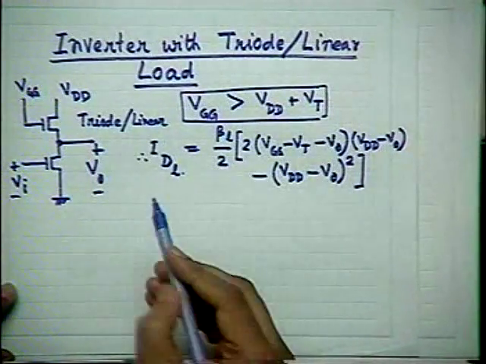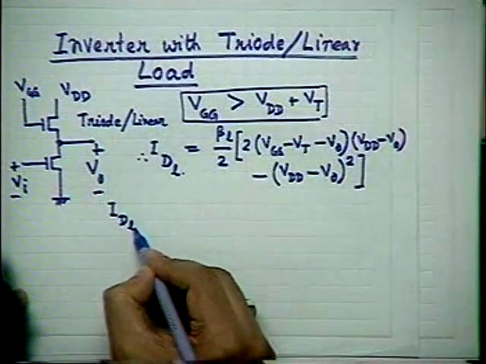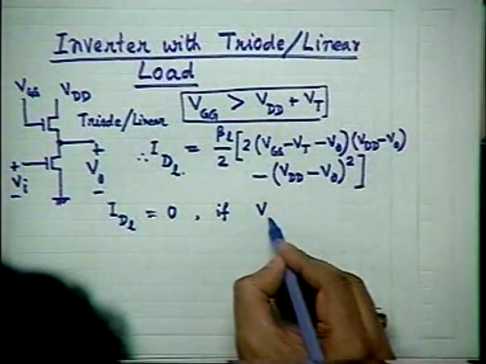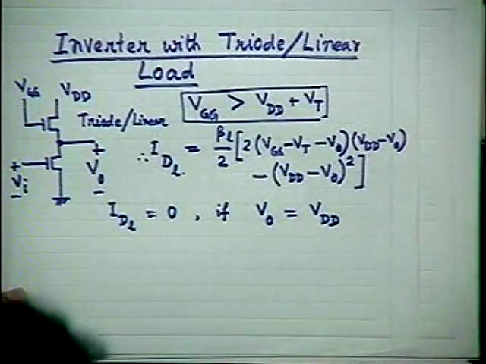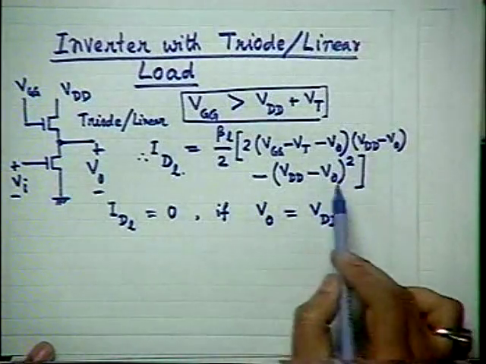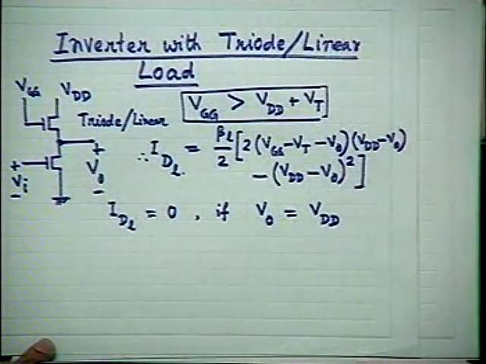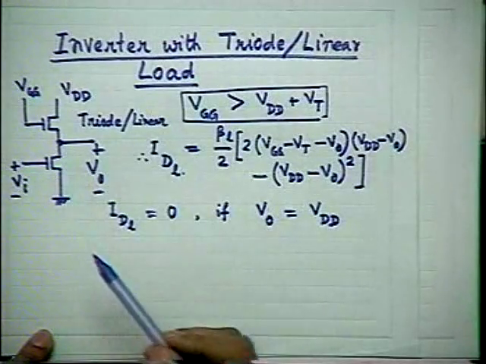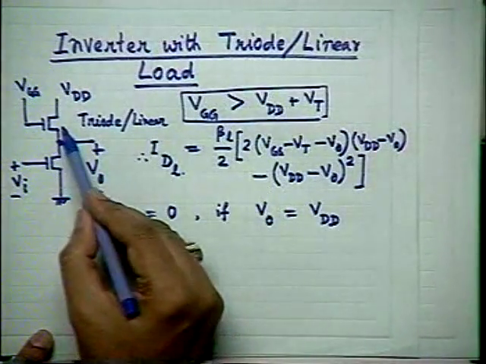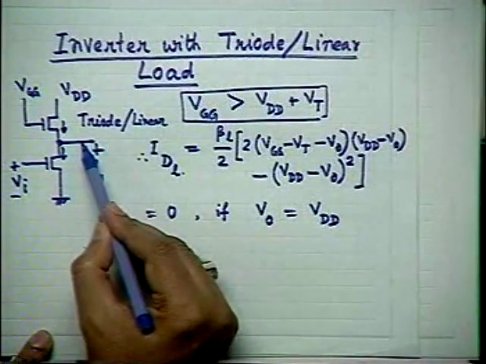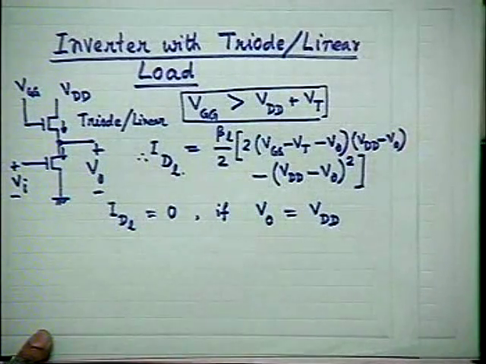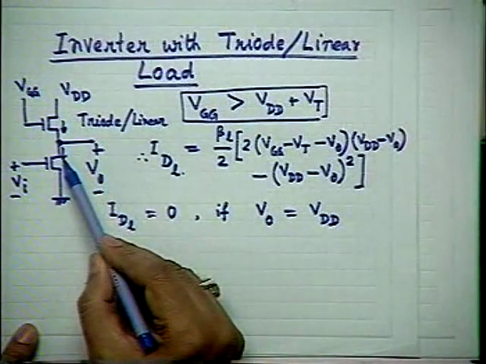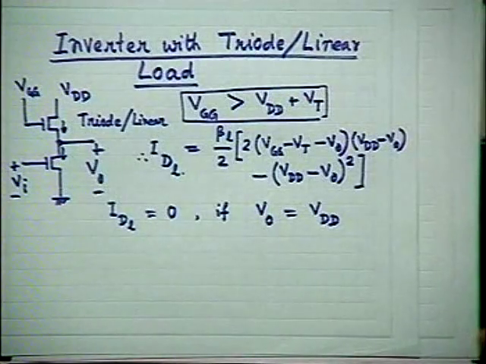Now here you know that IDL is equal to zero if VO is equal to VDD. If VO is equal to VDD, then IDL is equal to zero. And when will IDL be zero? When the driver is off. Because in the steady state, this current and this current will be equal. We can neglect the value of the load current, load being purely capacitive. In the steady state under DC condition, load current is zero. Therefore, the driver current is always equal to the load current in the steady state. Please note, this is only in the steady state.